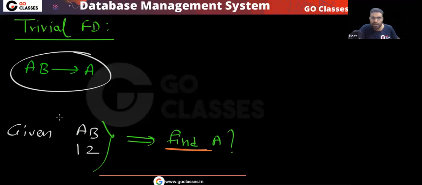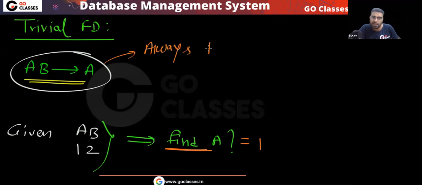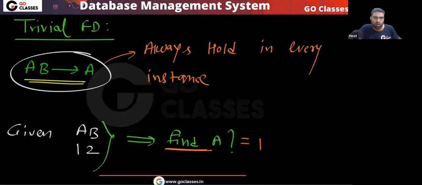What will be the value of A? I'm giving you the value of AB. Yes, we can determine the value of A, and that value will be 1. Is this clear? So you can notice this is also trivially true. This will always hold in every instance of every relation.